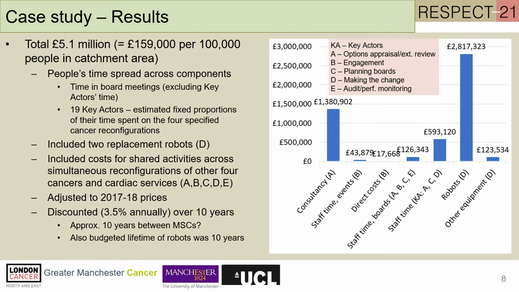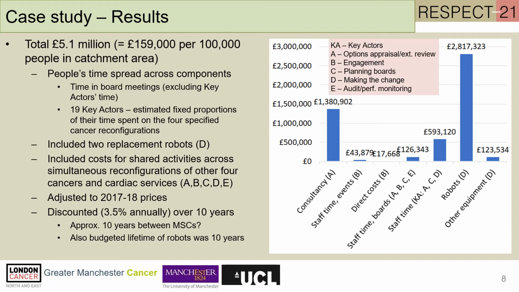So we had 2 ways of looking at that. There's time spent in board meetings and there's time spent by key actors, who are specific named people who spent a proportion of their time on the 4 cancer reconfigurations. This total includes the costs for 2 replacement robots replacing old existing ones. So there's 1 robot at the prostate and bladder site and 1 robot at the renal specialist site. Part of the reason for these being replaced was related to the sites being specialist surgery centres.